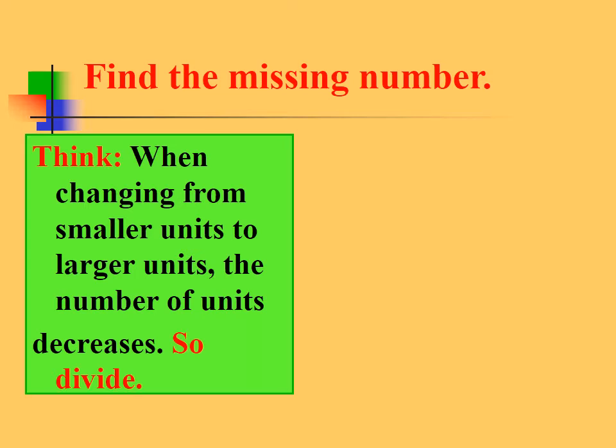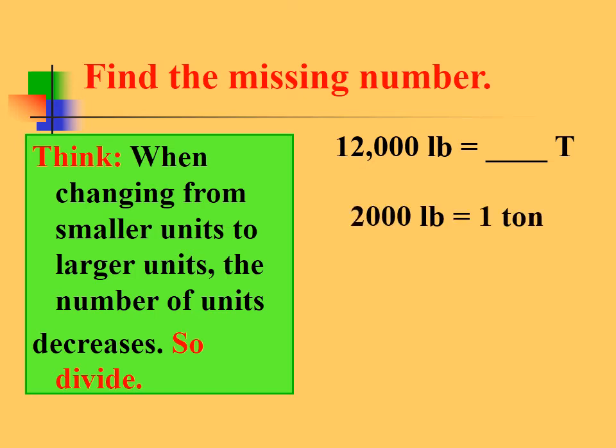Let's look at another one. 12,000 pounds equals blank tons. So which is bigger, tons or pounds? Tons is bigger, so we're going from smaller to bigger. So the question is, how many pounds is equal to a ton? We know that 2,000 pounds equal a ton, so we have to divide 2,000 into 12,000, and the answer is 6.